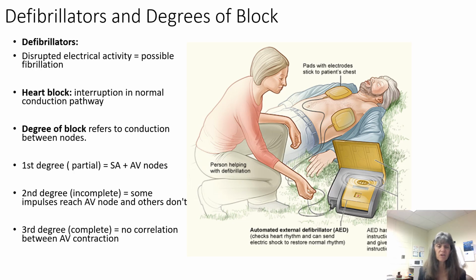So the heart block is the interruption in the normal conduction pathway, and that is determined by the conduction that's occurring between the nodes. If we see a first degree partial block, that is a block occurring between the sinoatrial and atrioventricular nodes. Second degree is known as an incomplete block, where some impulses go to the atrioventricular node, others do not. And in a third degree or complete heart block, there's no information going from the sinoatrial to the atrioventricular nodes.